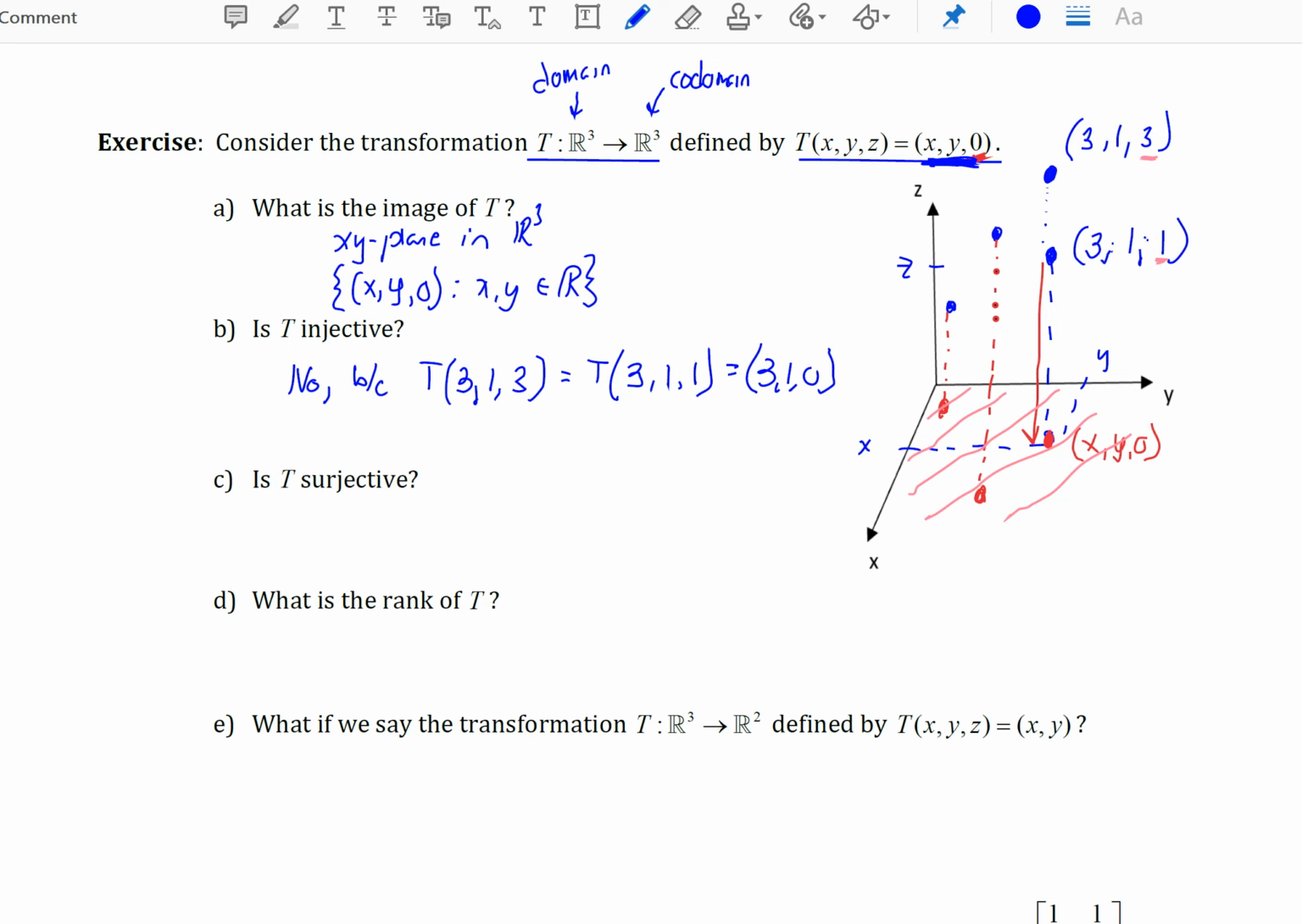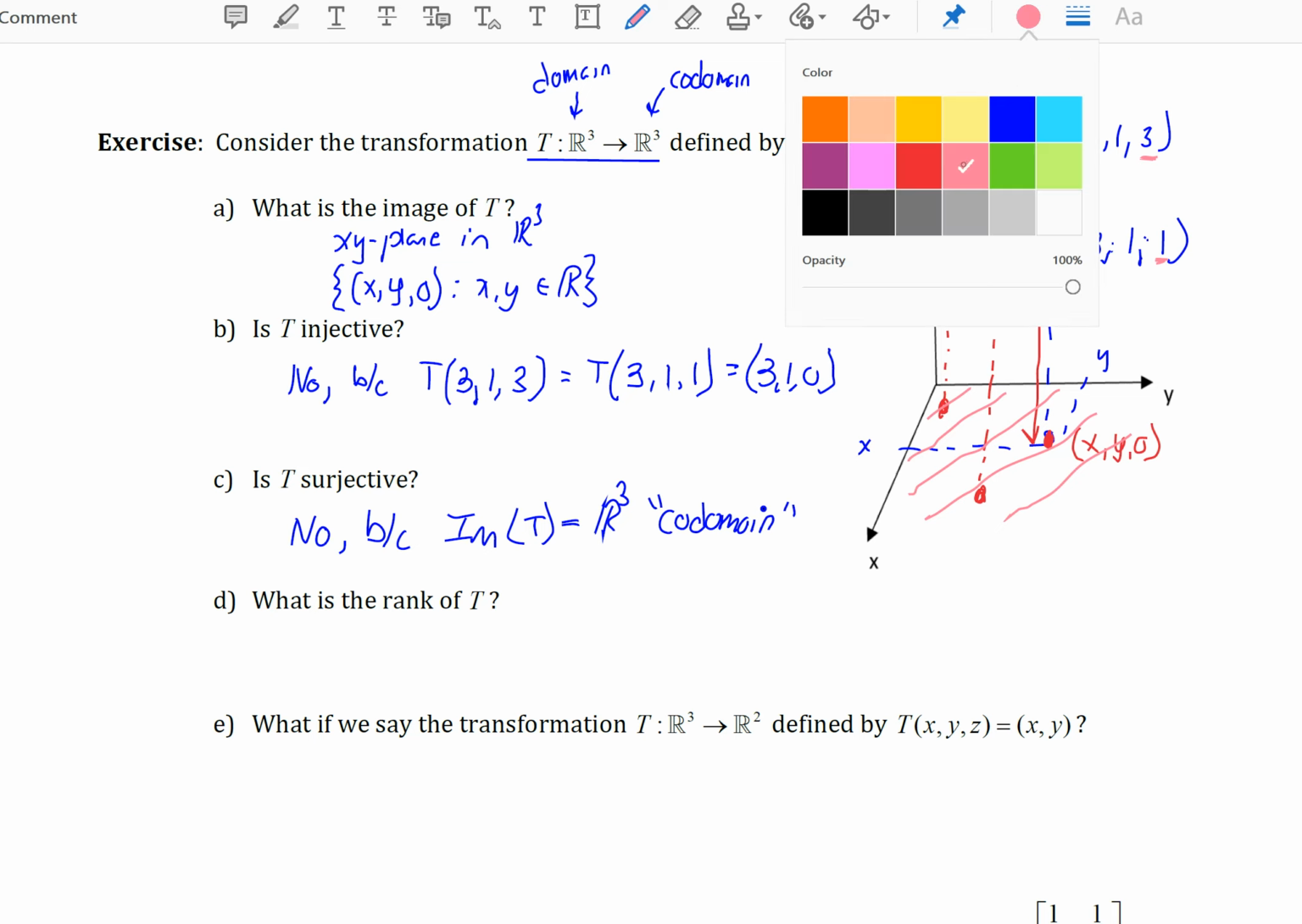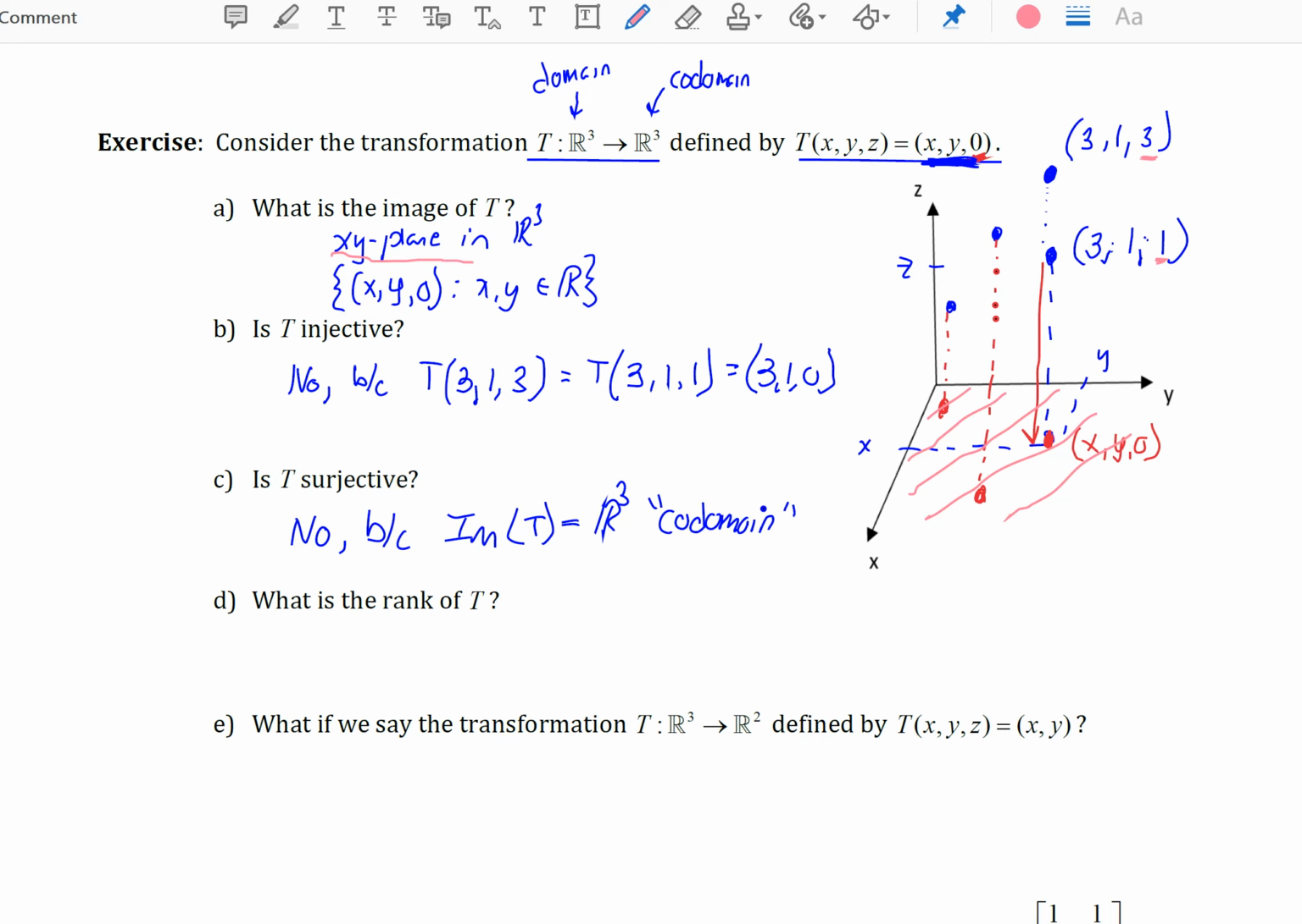Okay. Is T surjective? Is its image all of the codomain? No. Because the image of T is not equal to R3, which is your codomain. Remember, the image was only the XY plane in R3 and not all of our codomain.